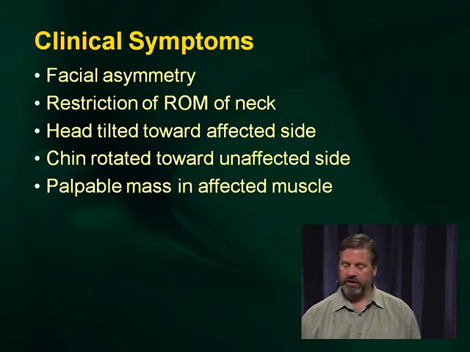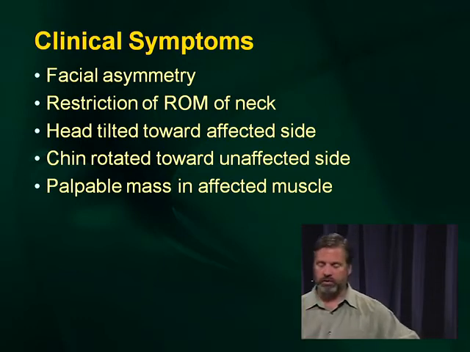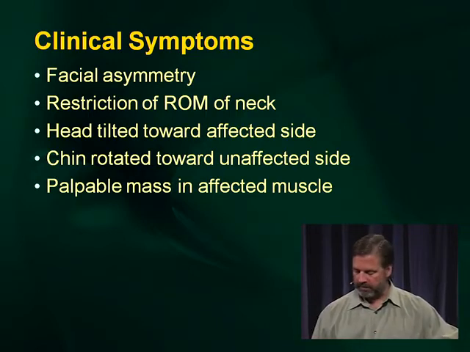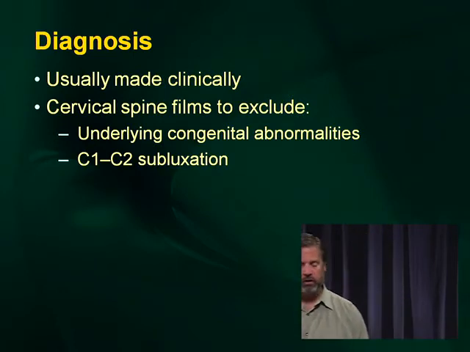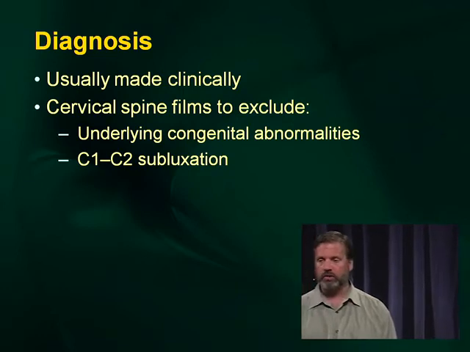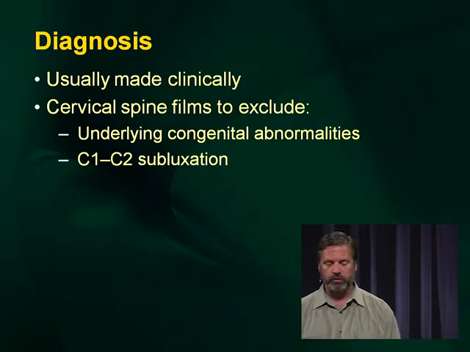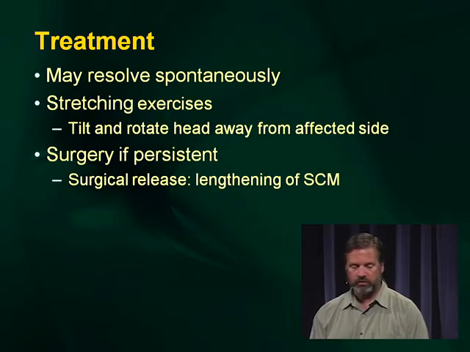You may notice some facial asymmetry. There may be some restriction of the patient's ability on the range of motion. The head may be tilted to the affected side, as you saw in the picture. You may actually be able to palpate sort of a mass in the muscle. But the diagnosis is usually clinical. You generally don't need any sort of other diagnostic modalities. You might do a cervical spine film to exclude underlying congenital abnormality or a subluxation at C1, C2.